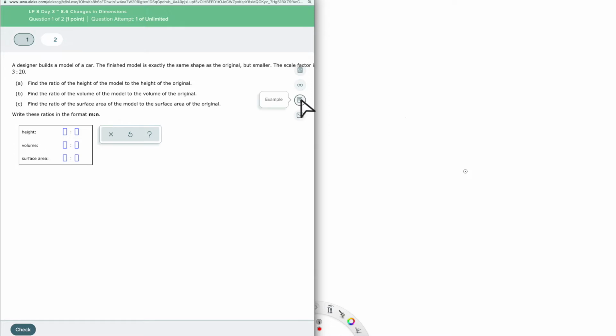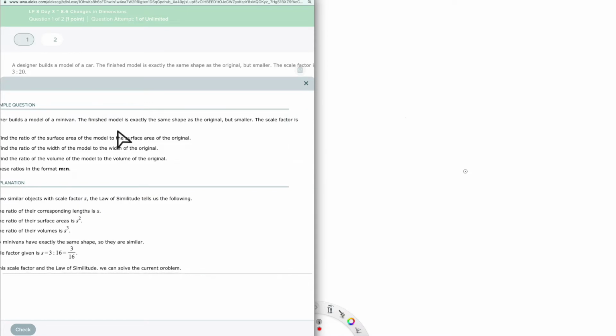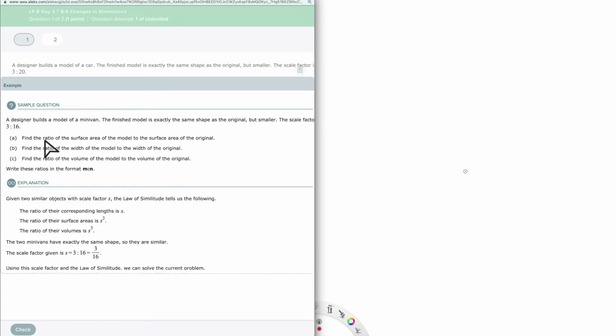Example will show you an example of exactly what it is we're looking at, or not exactly, but something very similar. So we can even say a designer builds a model of a minivan, a designer builds a model of a car. So very, very similar. And it's going to have you go through. So they give us a scale factor on this example, just like they give us a scale factor here. And they want us to find 3 ratios based on the information that they give us.